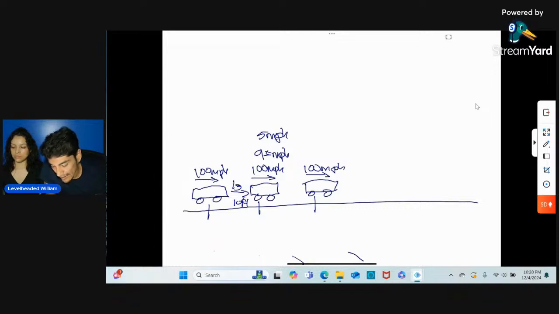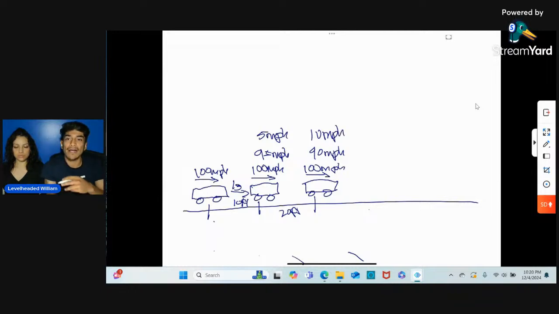So now in this distance, we'll say 20 feet, from the beginning to there, we'll say it decelerated to 90 miles per hour, which is a difference in speed of 10 miles an hour from the constant. So the car in the back will now hit it with an impact force of 10 miles per hour.